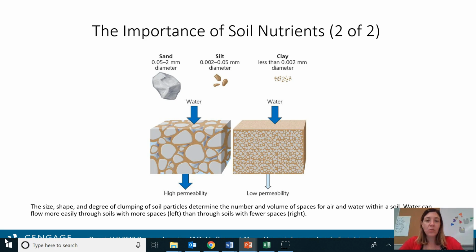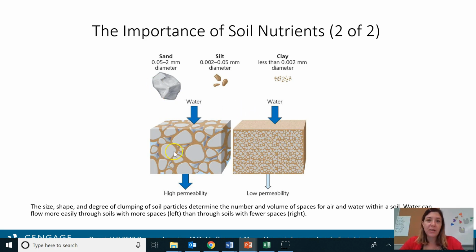So when we talk about soil porosity, we're talking about a measure of the open spaces. So the spaces that you see here between the different particles. And this texture determines the permeability of the soils. So permeability refers to how fast water moves through the different soils. Gravel has high permeability, right? And clay has low permeability.